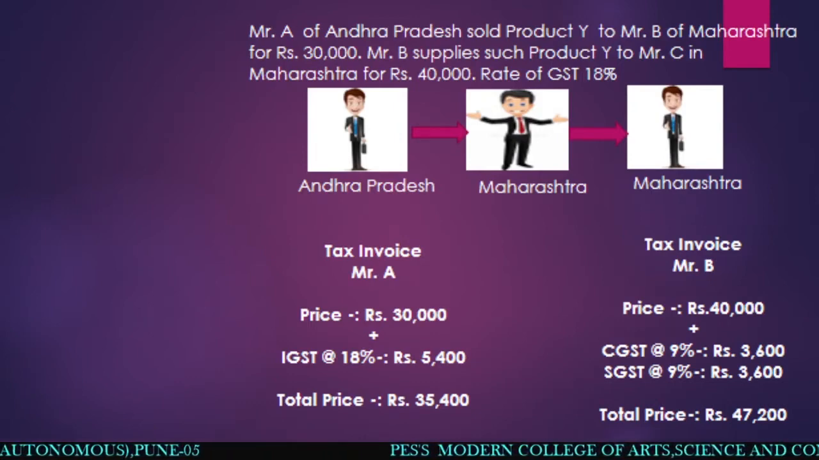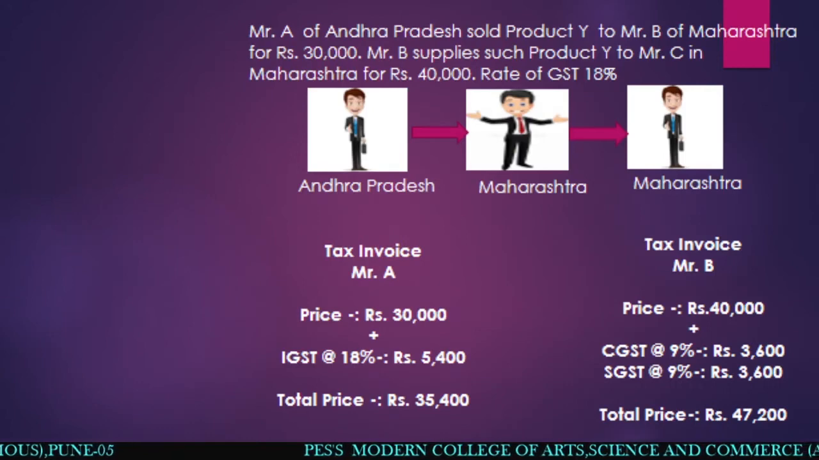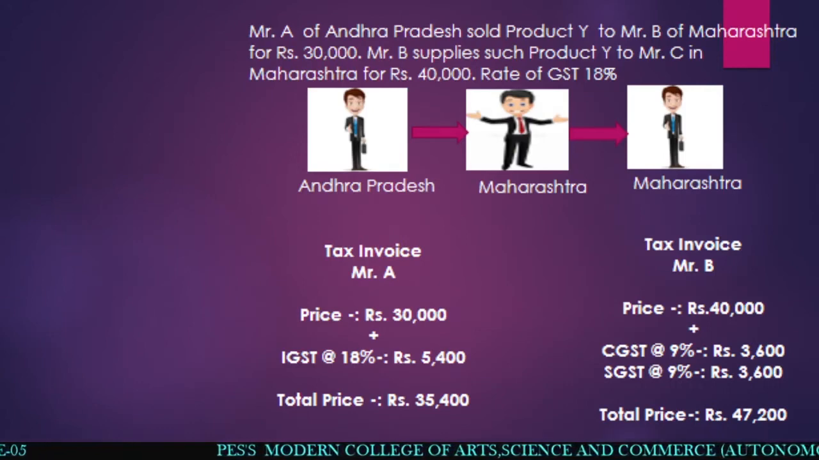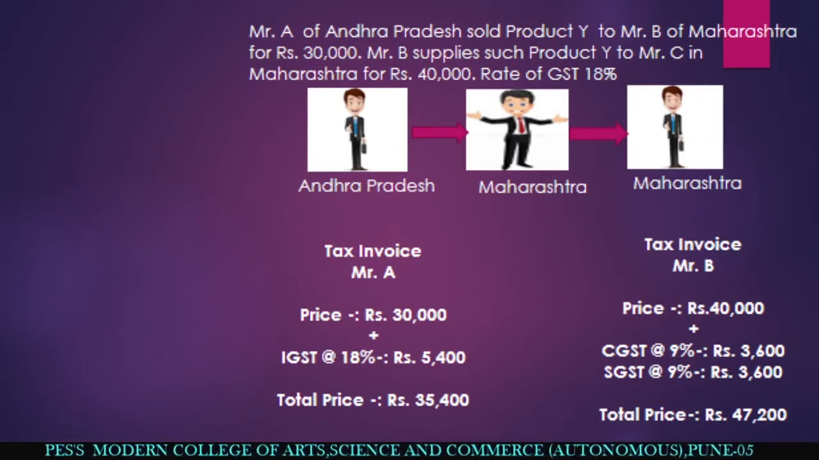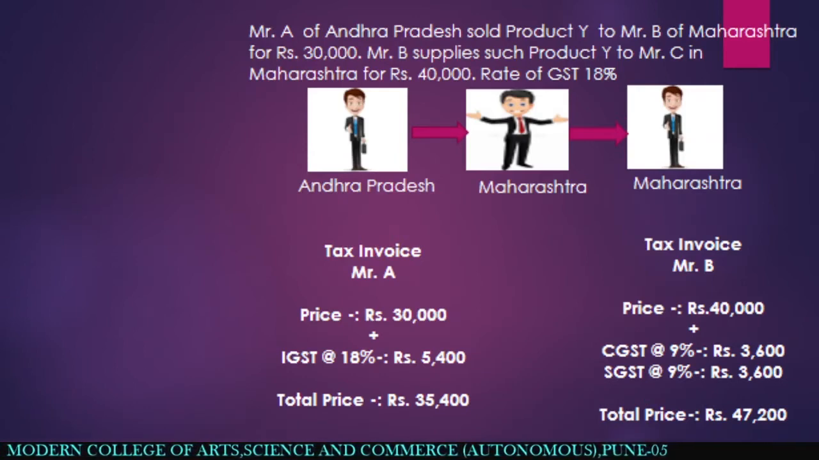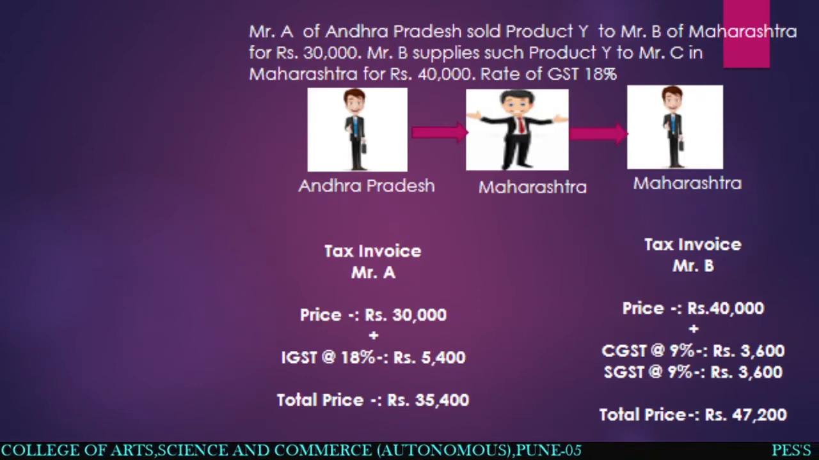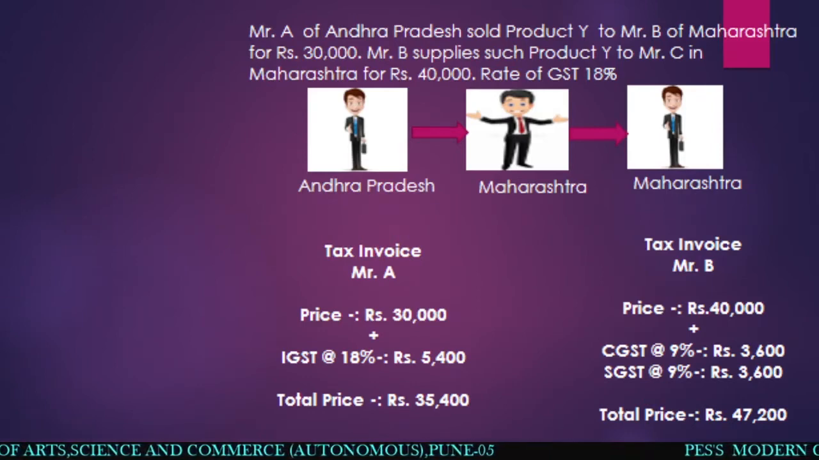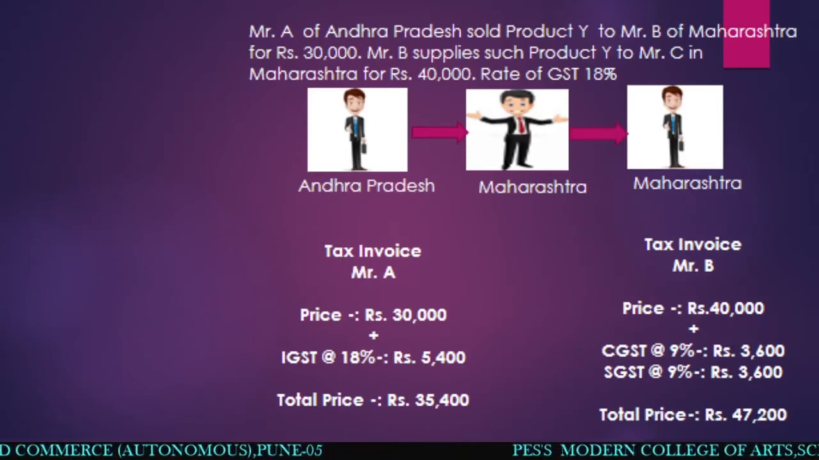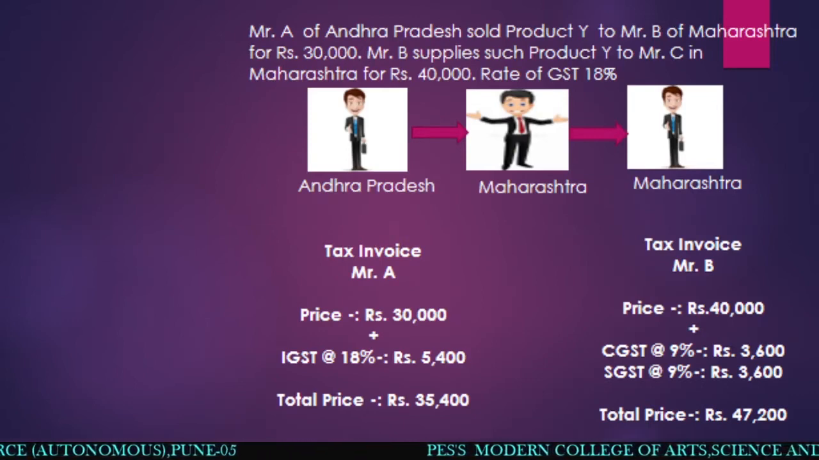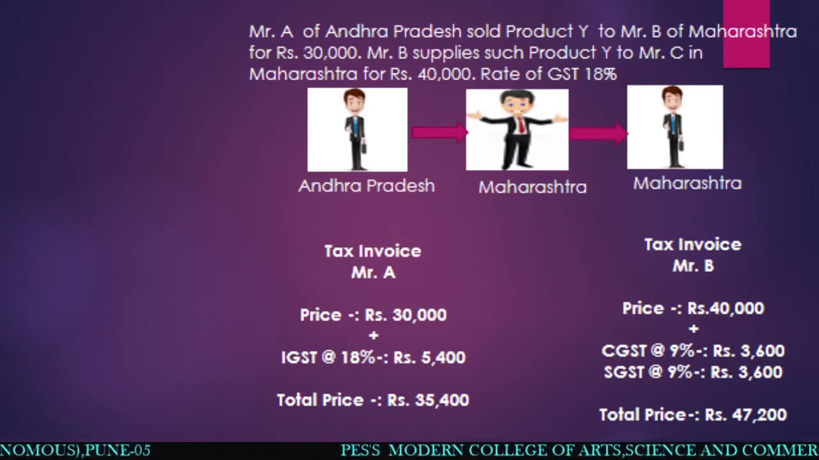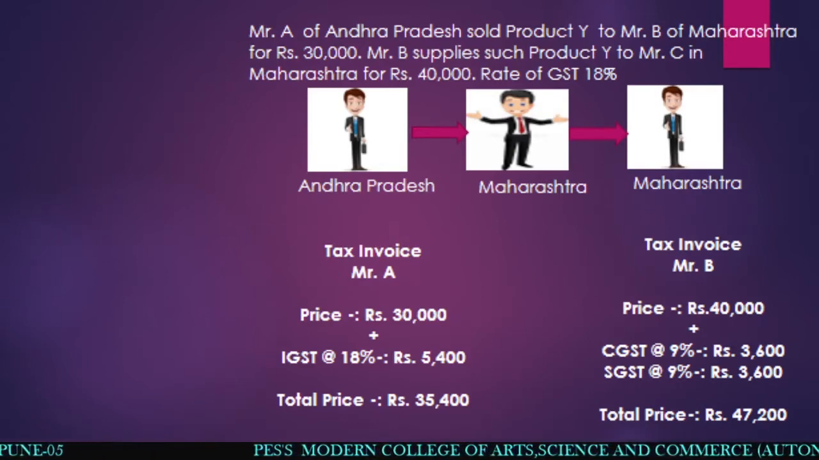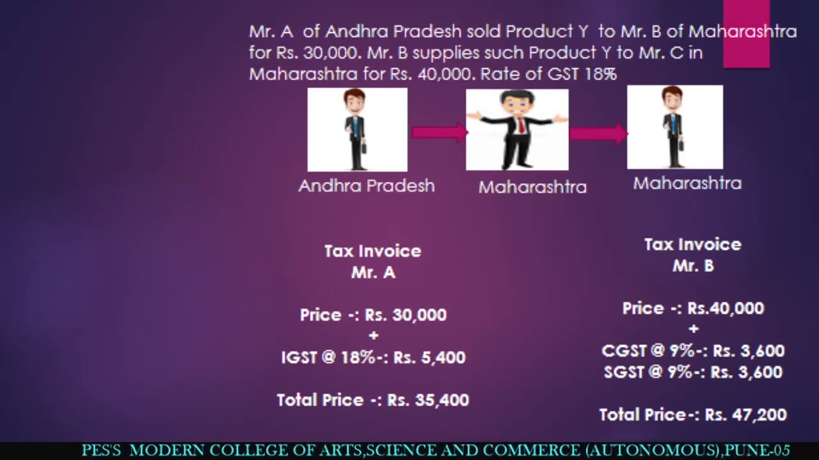Now let's have a check on the invoice which is prepared by Mr. A. See, the selling price is 30,000, but Mr. A is supplying goods to B, which is in Maharashtra. So this is an interstate transaction from Andhra to Maharashtra. So we are going to charge IGST straightway at 18%. So 18% of 30,000, that is 5,400. So total price becomes 35,400.